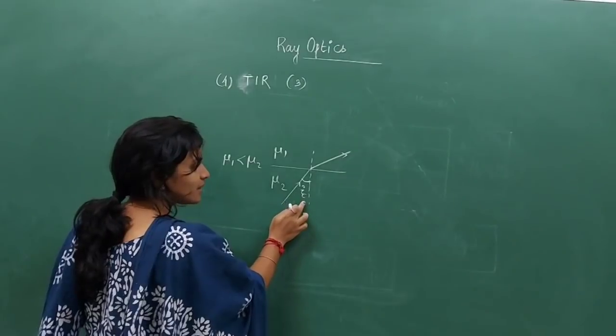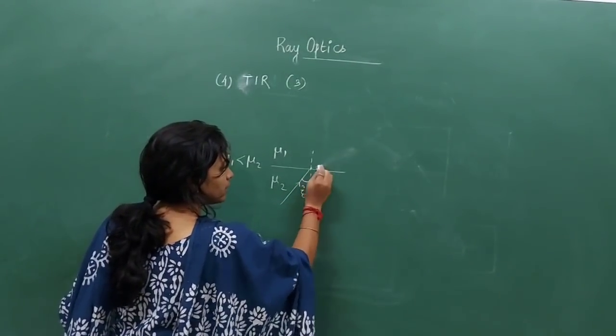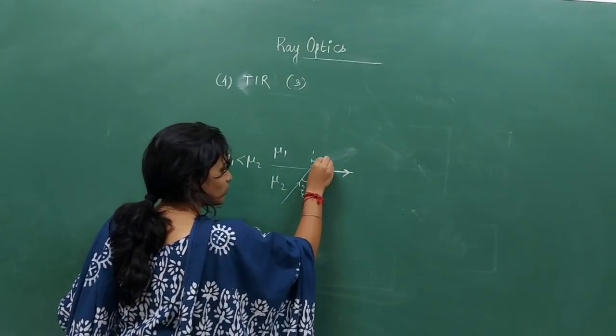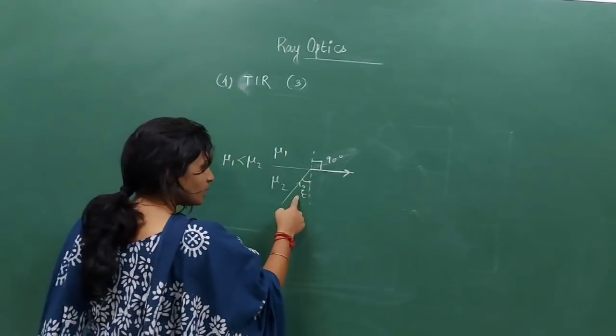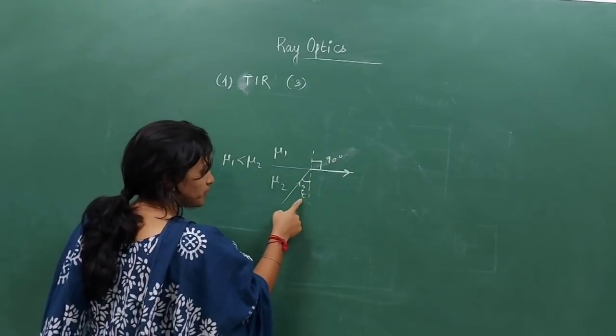If this is the critical angle of this medium, then the ray will be refracted like this. That means the angle of refraction will be 90 degrees. And at that moment, the angle of incidence is known as the critical angle of that medium.